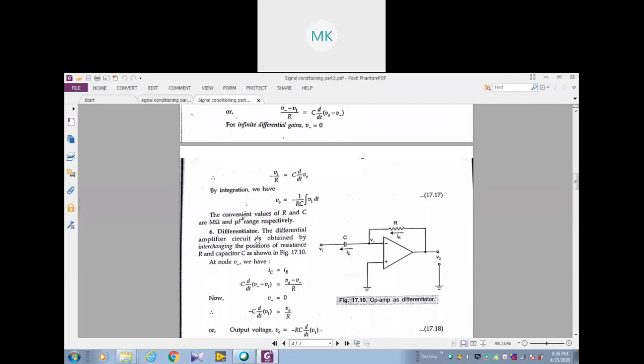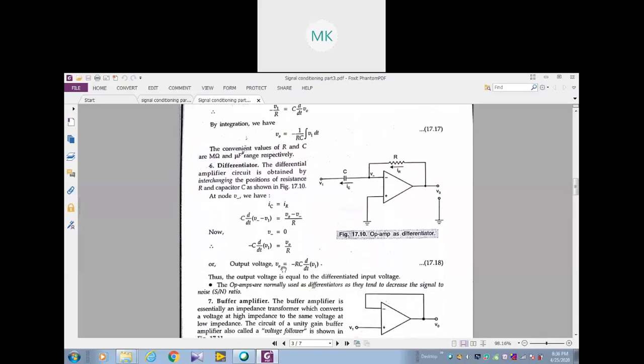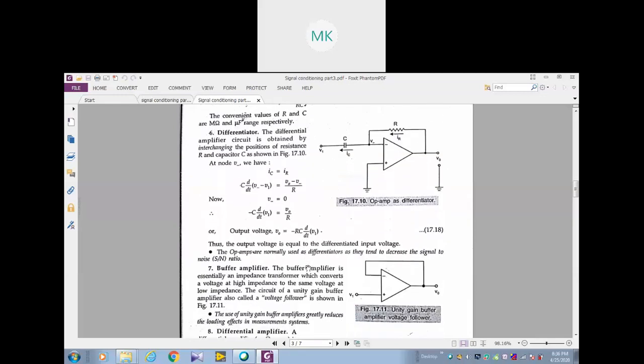Next is the differentiator. Now you apply the same concept. Apply the same Kirchhoff's current law and substitute the values. You will get the final expression VO equals minus RC d by dt of V1. That is the differentiation of the input signal. So the output is the differentiation of the input voltage.